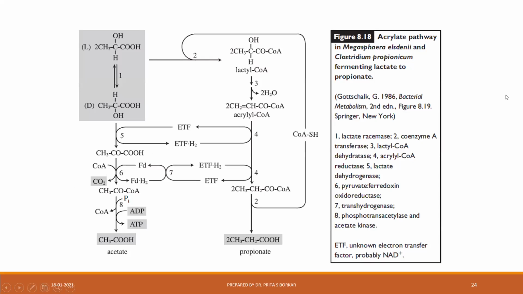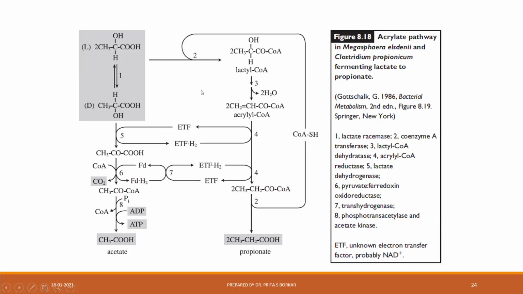Okay, so this is the acrylate pathway which takes place in Clostridium propionicum. This is a fermentative nitrate reduction. So usually we start with the lactate. This is the chemical structure of lactate. So this is the L configuration form, and this is your D configuration form. So the lactate racemase converts the L form into the D form. Then the second enzyme, that is coenzyme A transferase, it transfers the CoA.